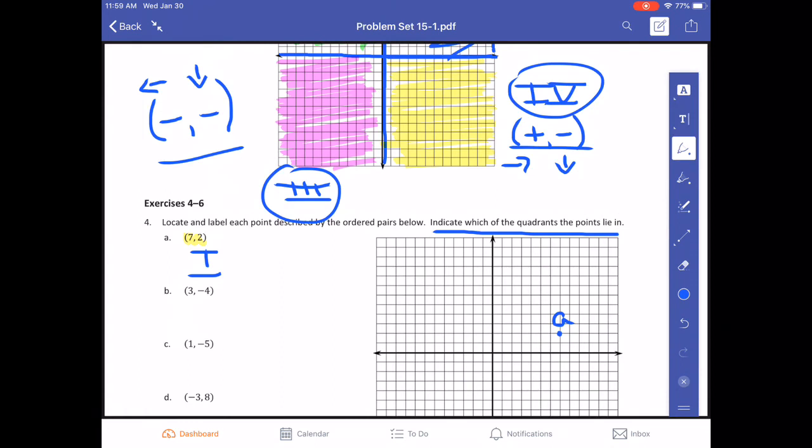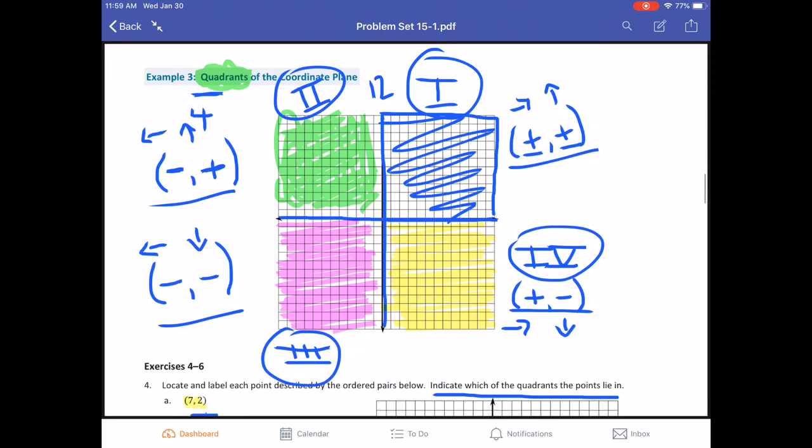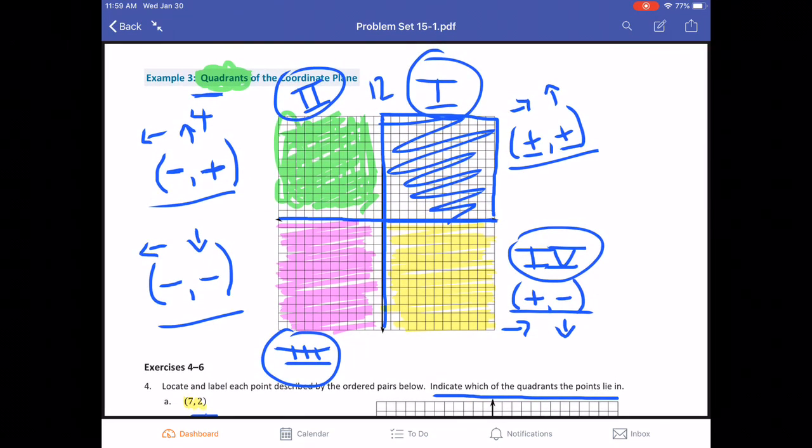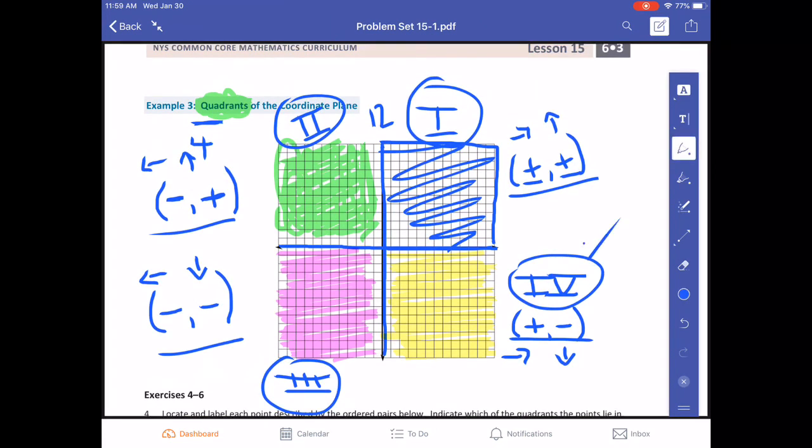Letter B would be (3, -4). So before I go ahead and plot this point, I'm going to use what I know about what I have written down above and try to identify which quadrant it would belong in first. Well, if I take a look here, 3 as my x coordinate is positive, and -4 as my y coordinate is negative. So which one of these, if I look up here, has a positive x coordinate and a negative y coordinate? It would be quadrant number 4, this one right here.